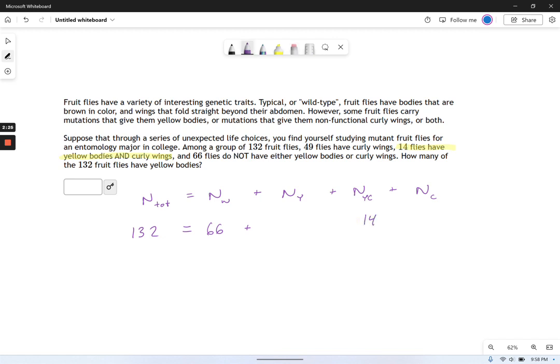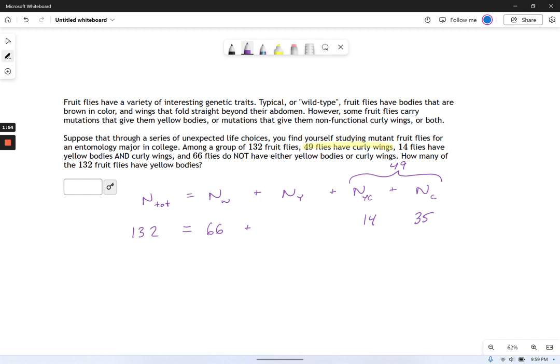And then do we know how many fruit flies have curly wings? Well, this is interesting. We don't know how many have curly wings only, but we know that 49 have curly wings. So that includes fruit flies that have yellow bodies and fruit flies that have brown bodies. So I'm going to say this sum right here is equal to 49. Now, if that sum is equal to 49 and one part of the sum is 14, you can see that the other part of that sum is going to be 35, right? Because they have to add up to 49.